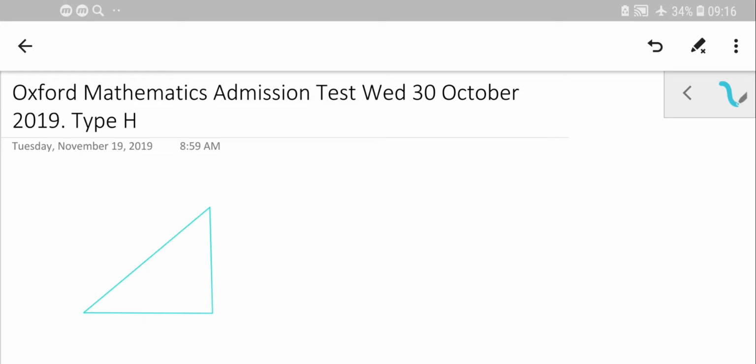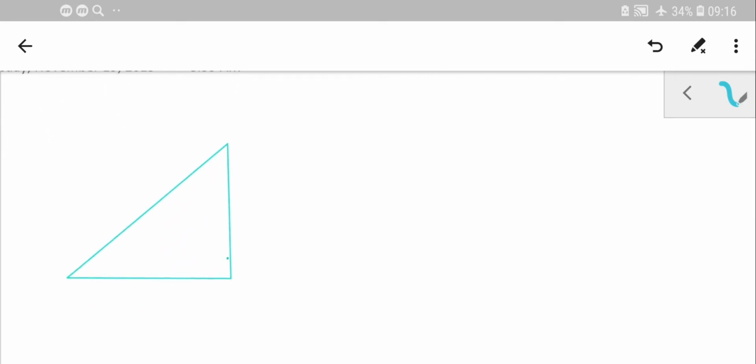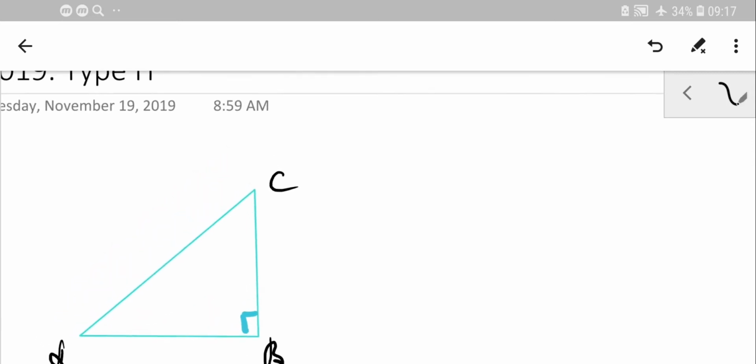So the fresh one. Here I want to consider a type H question. This is about a right angle triangle. It's right angle at B. So we have a right angle triangle, and we mark vertices A, B and C. We also know that the side lengths are positive numbers in geometric progression.